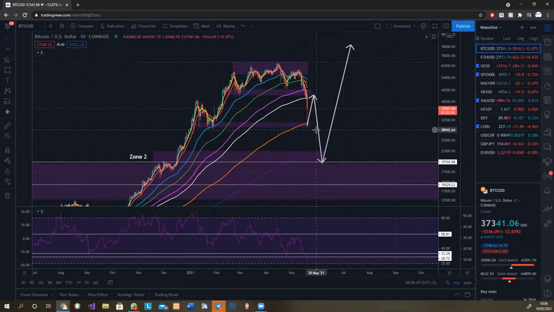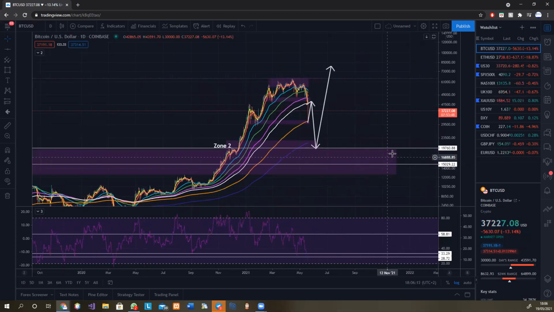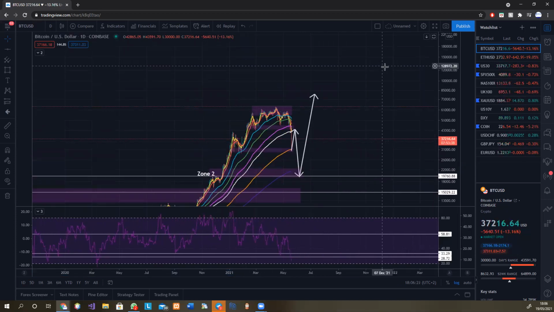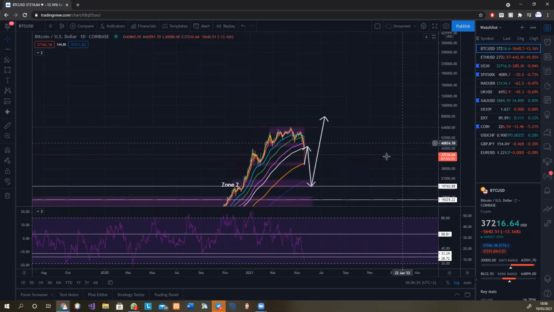We might have some red candles, some bearish candles, right? Taking the market down to our zone 2. And if the market goes to zone 2, that would be great. We execute the next buy, right? So don't panic. Everything is well. In the long run, we're expecting Bitcoin to hit records and even get to 200,000.